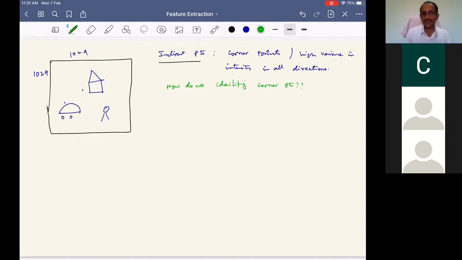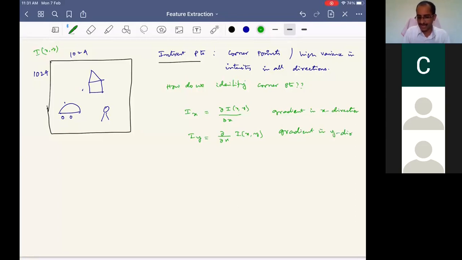So change of slope. Change of slope, fine. So one suggestion is, if this is I of x comma y, assume that I have found Ix, where Ix is defined as the partial derivative of I of x comma y with respect to x. Okay, so gradient in x direction. And also I have found Iy, the partial derivative of I of x comma y in y direction. Okay, fine, good. Then what is the next step? I have found gradients in x and y directions. Of course, I can also find the gradient G, root of Ix square plus Iy square. Okay, fine. Then what is the next step?